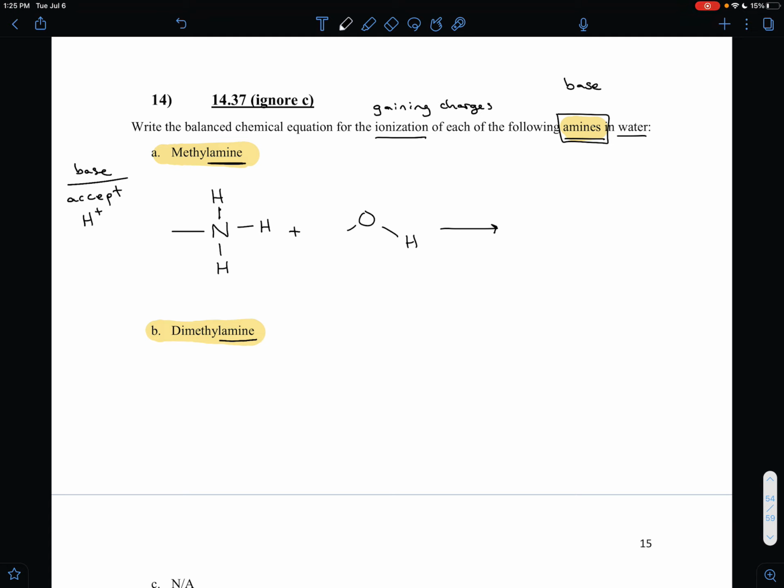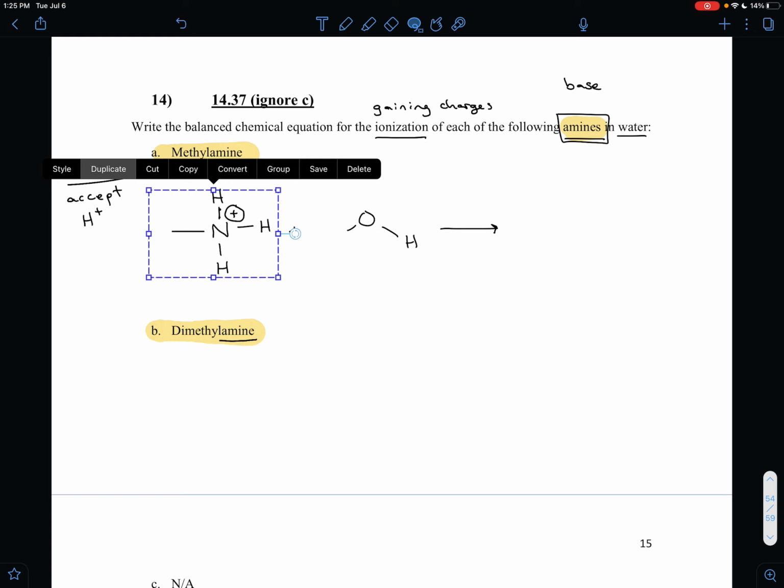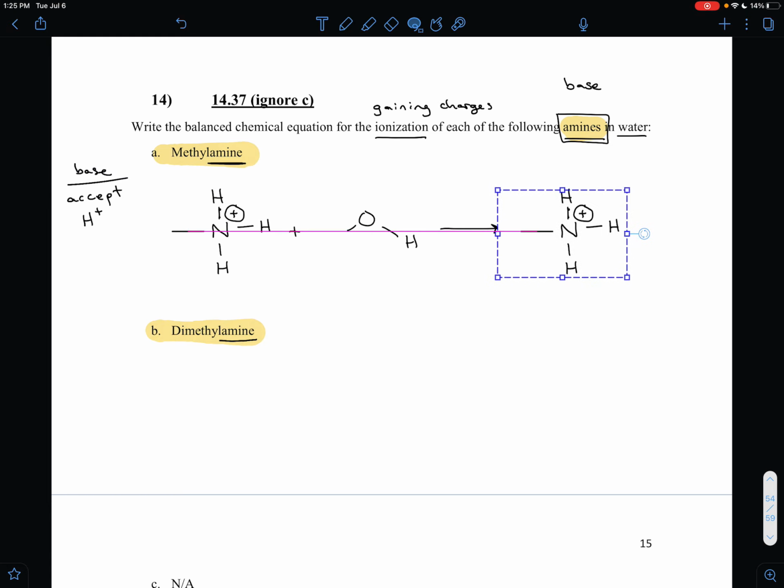Now when that happens, the nitrogen gets a positive charge. It steals an H and a plus from water. So it gets the H and it gets the plus. And that is our first product. You'll notice the oxygen lost the H, it also lost a plus charge, and so it turns into our old friend hydroxide, OH minus.